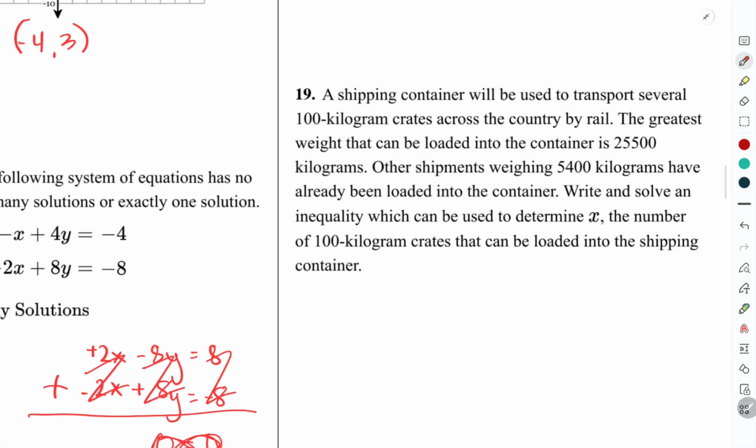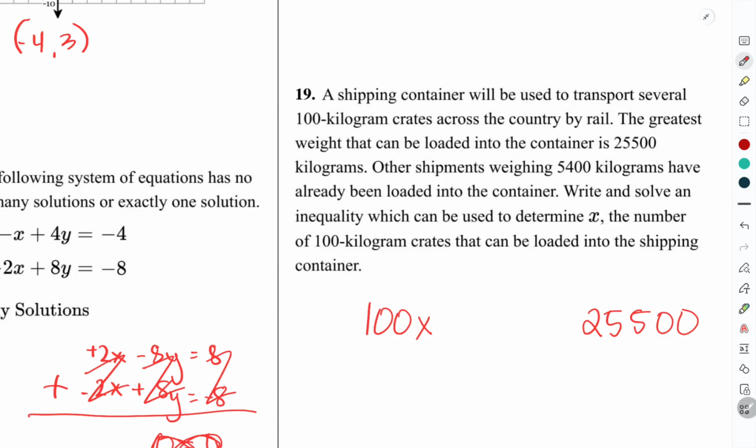Question 19. Inequalities, but in a word problem. Shipping container will be used to transport several 100-kilogram crates across the country by rail. So that's my rate. The greatest weight that can be loaded into the container is 25,500. So that's the highest I can go. That's my max. I can't go higher. So that's my total.